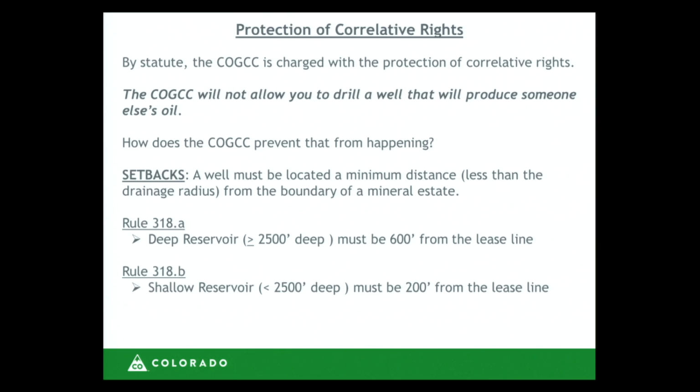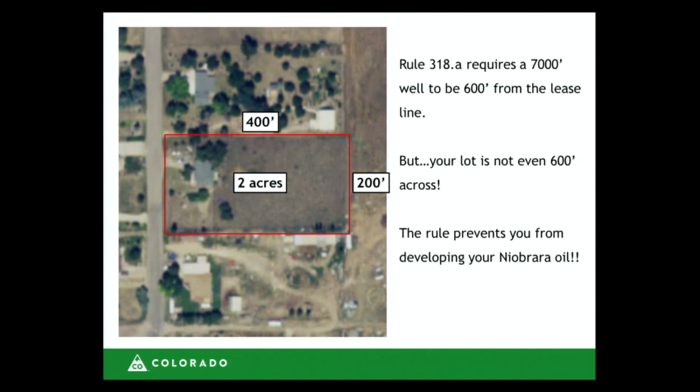So we have a couple of rules that establish setbacks. It's like a default. For a deep well, you have to be 600 feet from the lease line, and for a shallow well, 200 feet from the lease line. So the Niobrara Formation is at 7,000 feet. It's a deep reservoir. A well has to be 600 feet from the lease line by that basic rule, kind of a default setback in the rules.